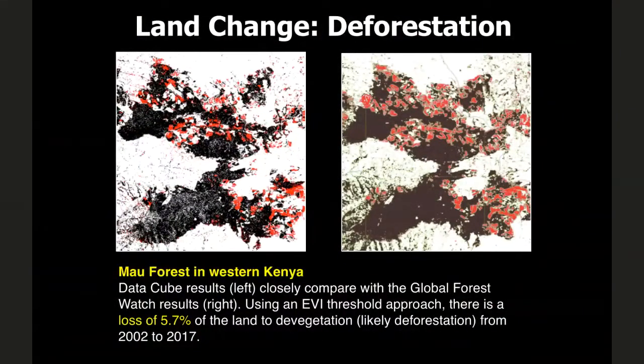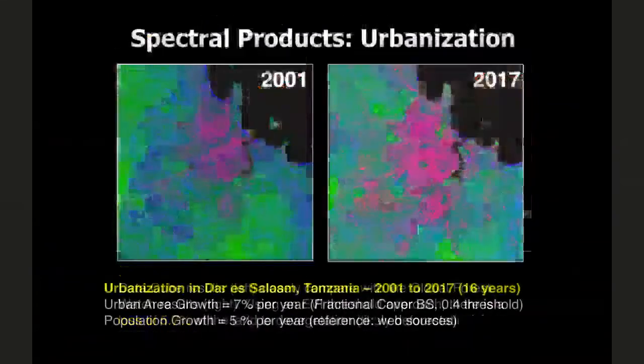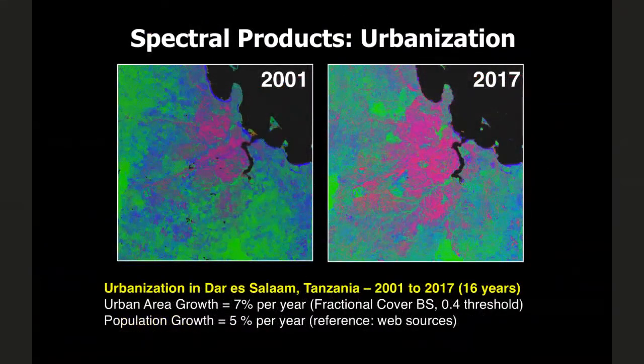High threshold, showing a loss of devegetation is matching the results in the Global Forest Watch quite nicely. So this is an example of what can be done for a land change. And another example, and this is one we've recently been working in Africa and Tanzania. This is urbanization in Dar es Salaam.